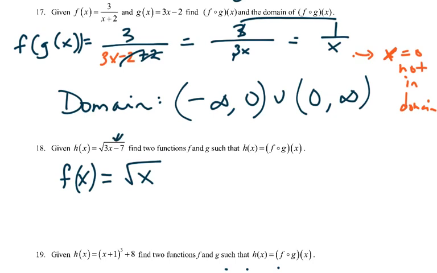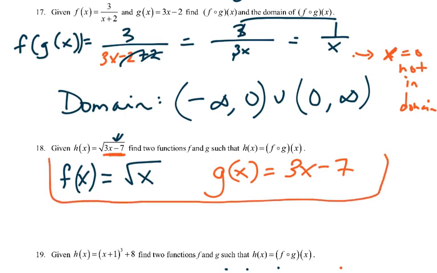But I don't want my x to be just an x. I want my x to be this 3x minus 7. So what I do is I then make my g of x equal to the 3x minus 7. And so what two functions, when I compose them together, would give me this? This is one example. F of x equals the square root of x, and g of x equals 3x minus 7. Because when you compose f of g, your g of x becomes your x value in here, and that will give you h of x. So that's one way to do it. Some people like to do it a different way. There's not necessarily one right answer for this.